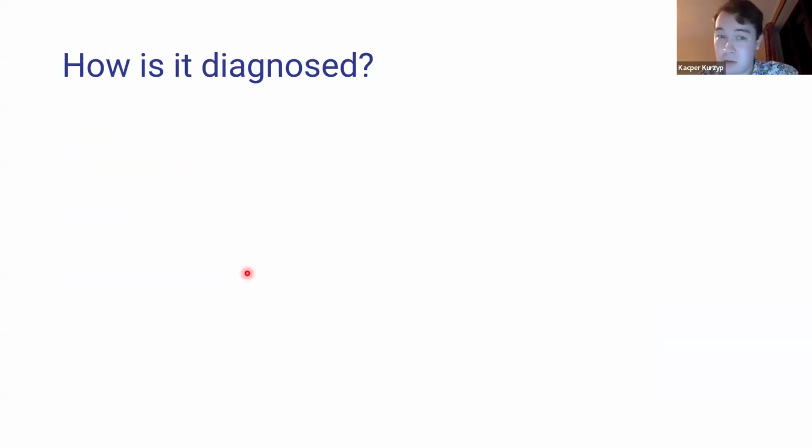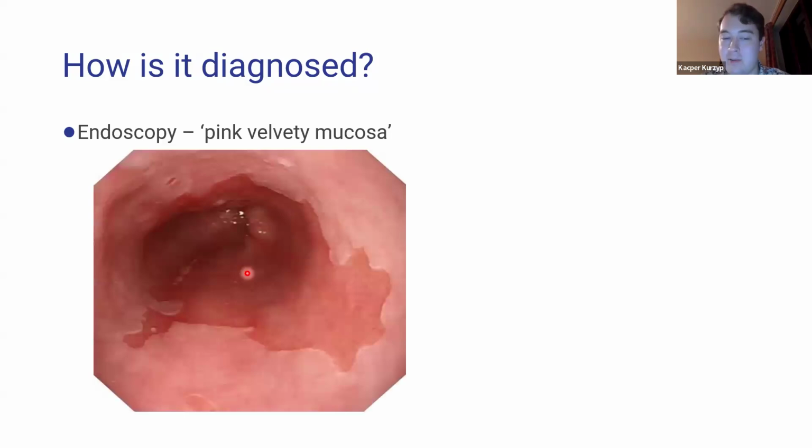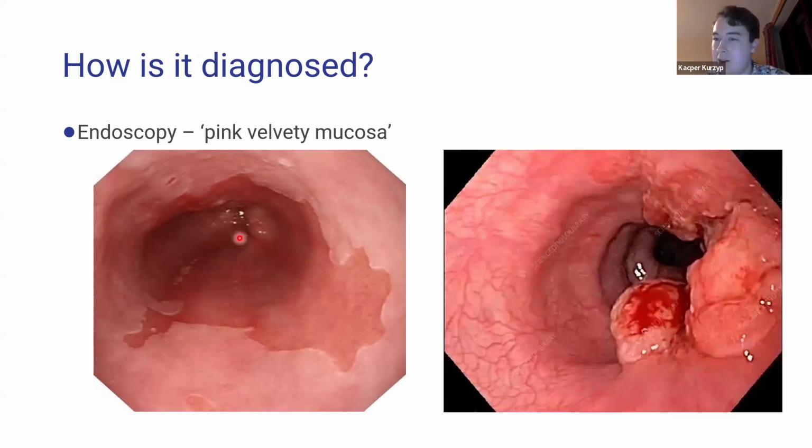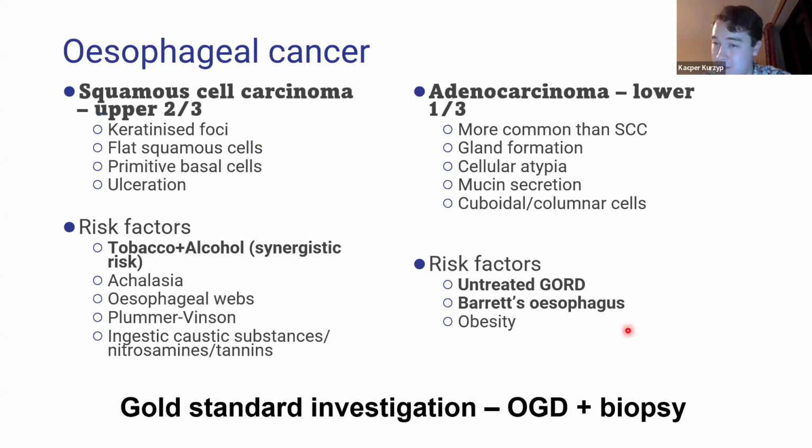Now, how is it diagnosed? Again, the gold standard is OGD or gastroscopy. Come in with a camera and see it. You have your pink velvety mucosa. Now, keen-eyed of you may notice that there is danger brewing. And indeed, there is big danger brewing, which leads us to the next slide, the esophageal cancer.